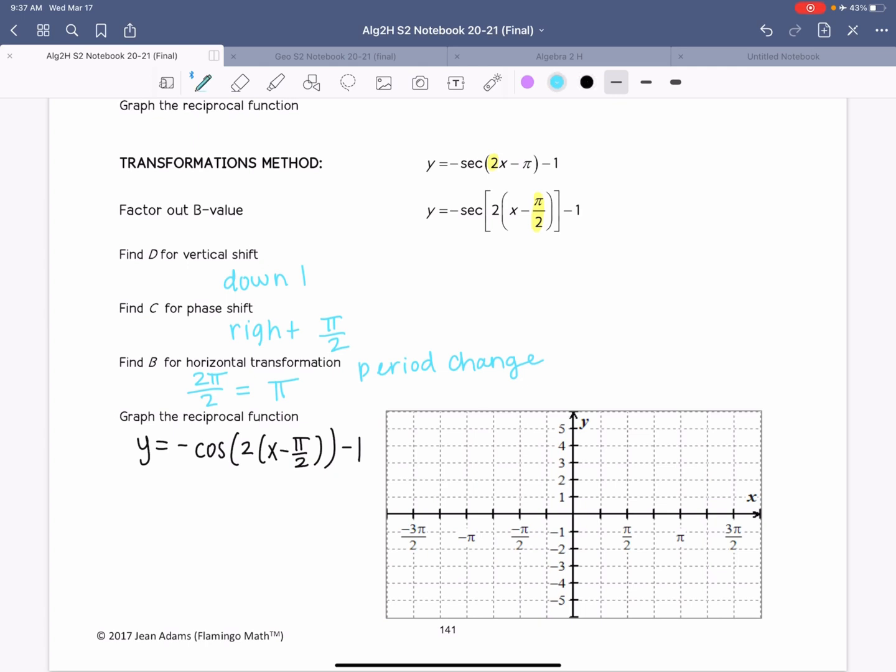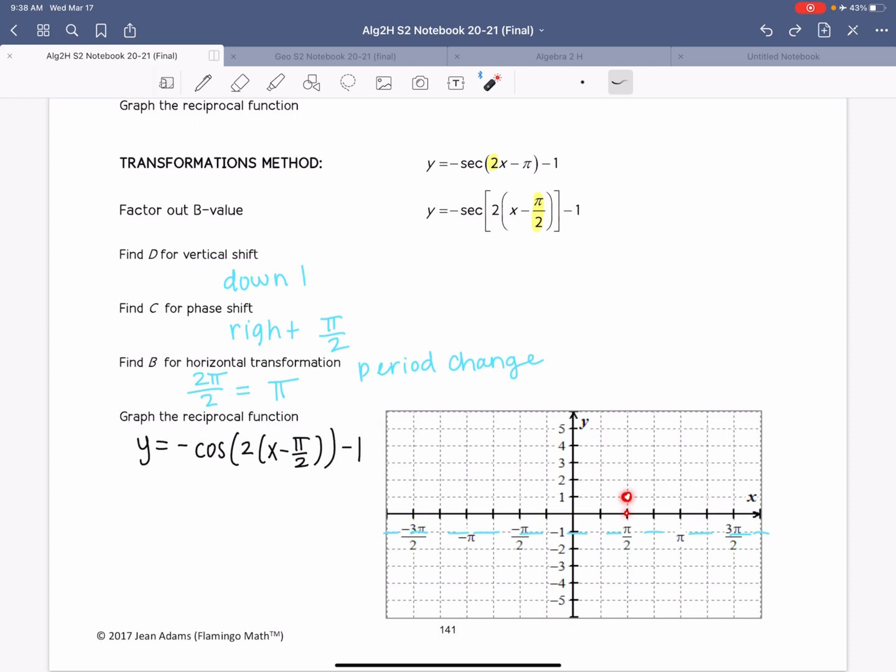So first off, my midline is being shifted down 1. So kind of draw in your new midline. Okay, so cosine, we usually start up at 1. So normally I start up at 1 for cosine. So in this case, from the midline, I'm up 1. Okay, so I'm right here. We want to phase shift this pi over 2. So we want to move over pi over 2. So now my new starting point is here.